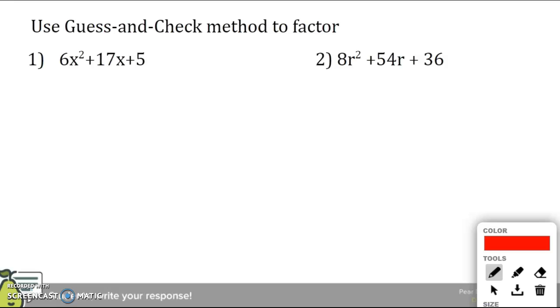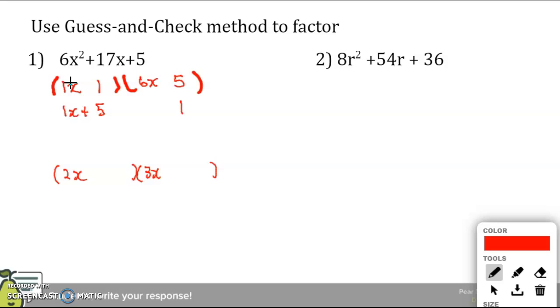All right. So again, I can put my parentheses like so. I know that the only way I can get 6x squared is if I have 1x multiplied by 6x as the first term, or 2x multiplied by 3x. Those are the only combinations. Then what about the last term? The only way I can get 5 as the product is if I have 1 and 5, but it's also possible to get 5 and 1, isn't it? So it could be 1x plus 5 and 6x plus 1 here.